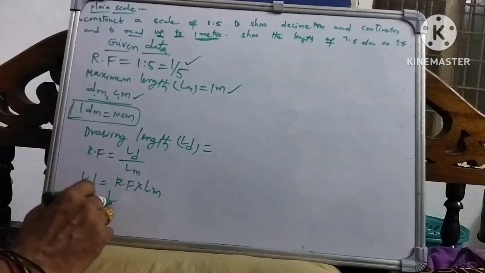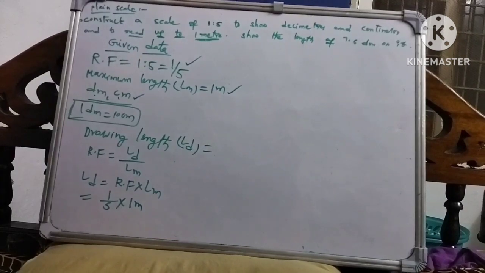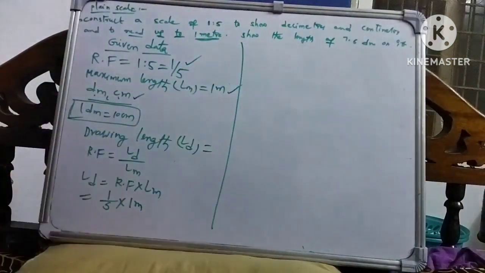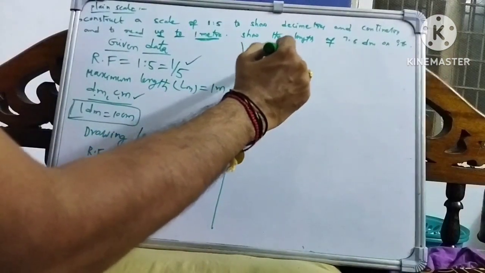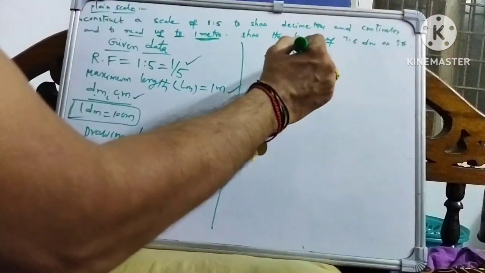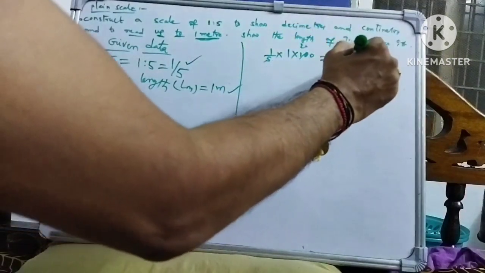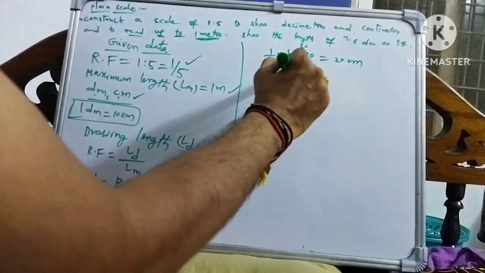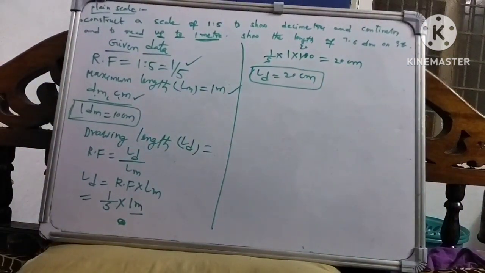What is RF? 1/5 into maximum length 1 meter, right? So reduce this into centimeters, because we can measure or mark by using a scale on the drawing sheet, and that is in centimeters only, right? So 1/5 into 1 meter. What is the relation between meter and centimeter? 1 meter is equal to 100 centimeter. So here 20 centimeter is the drawing length. This LD is equal to 20 centimeter. What do you understand by this drawing length?